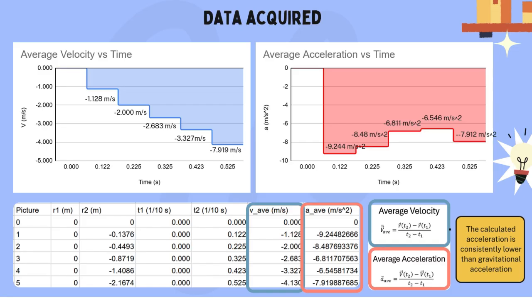Correction, negative 4.130 meters per second. As you can see, the velocity increases over time. This indicates that there is an acceleration for the object that was falling in free fall.